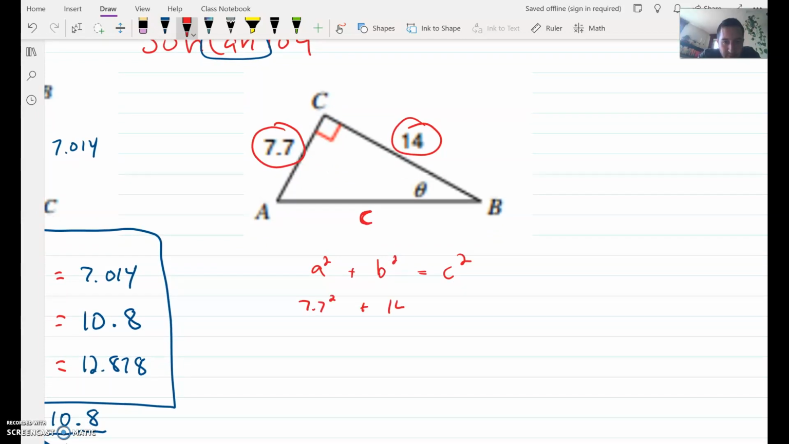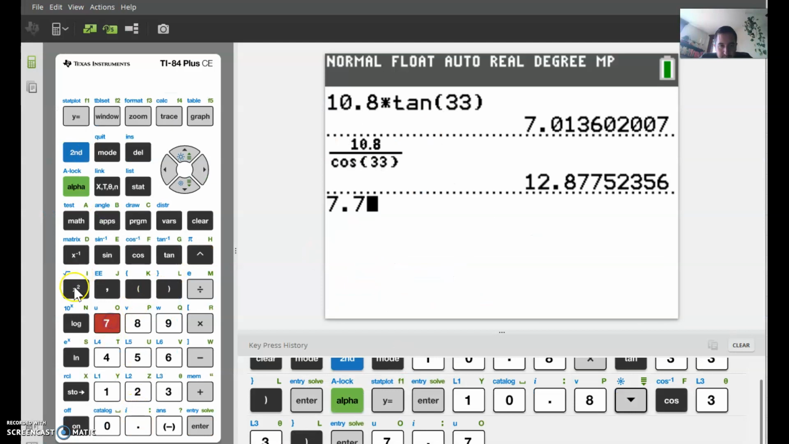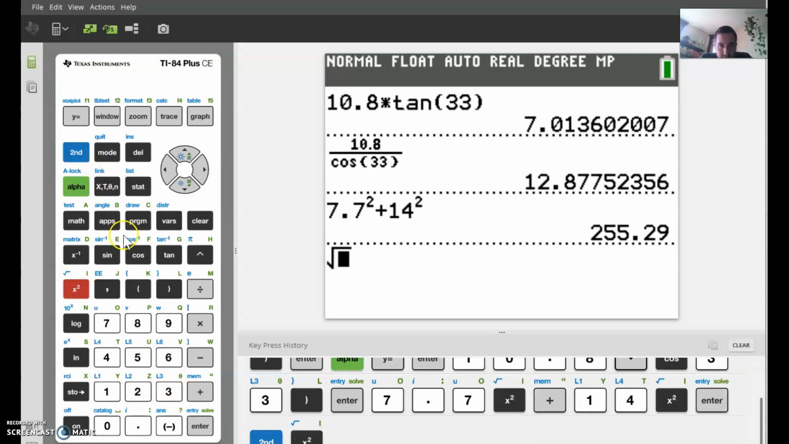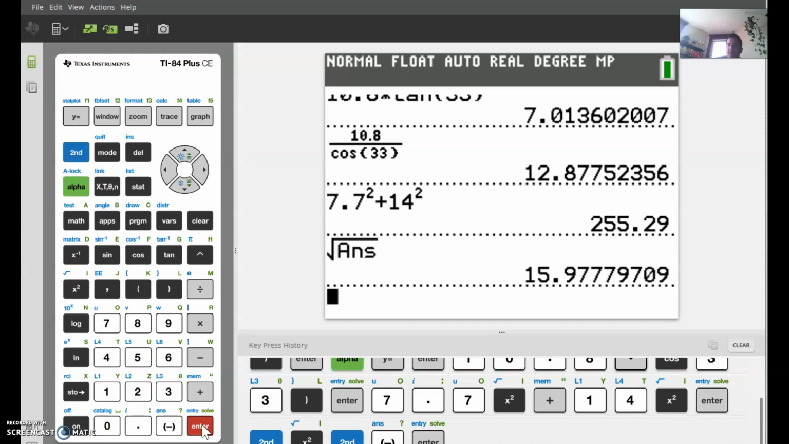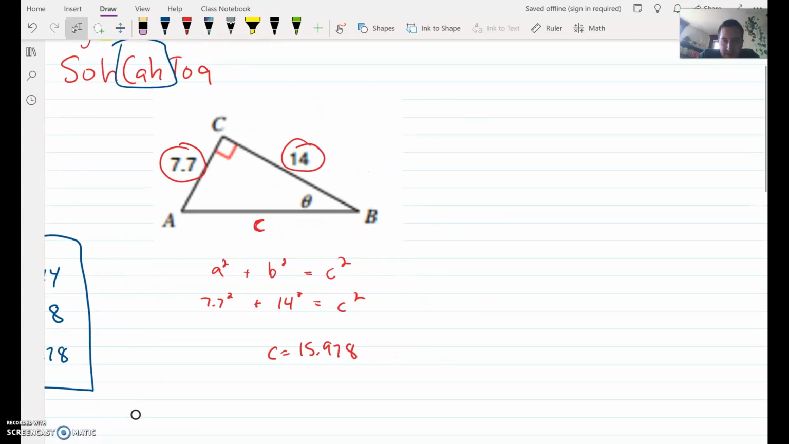So let's just do that real quick. 7.7 squared plus 14 squared equals c squared. Let's do that in our calculator. 7.7 squared plus 14 squared equals that. And then we're going to do square root of that. Second answer. And we get 15.978. C equals 15.978. So that is side C. Oh yeah, we got angle A, angle B, angle C, side A, side B, side C.